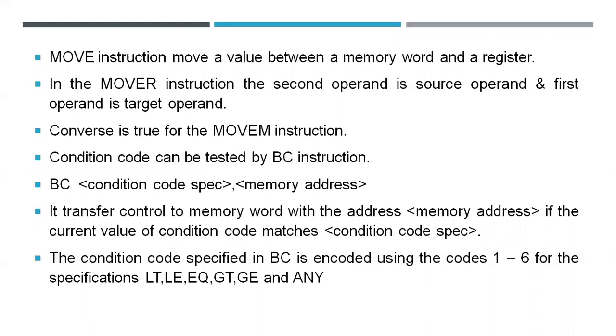Then what is this branch code specification? We will see here. Branch code specification is nothing but the codes from 1 to 6. 1 stands for less than, 2 stands for less than or equal to, 3 stands for equals, 4 stands for greater than, 5 stands for greater than or equal to, and 6 stands for any. So this is how condition code is set. And then memory address. It transfers control to the memory word with the address if the current value of condition code matches with the condition code. This is how the BC statement works.